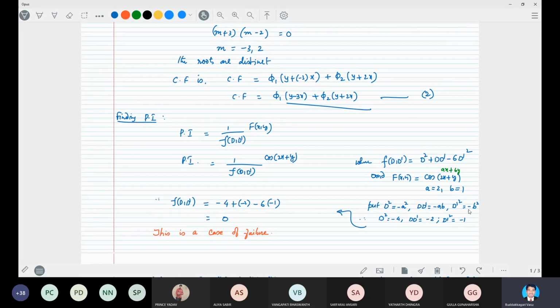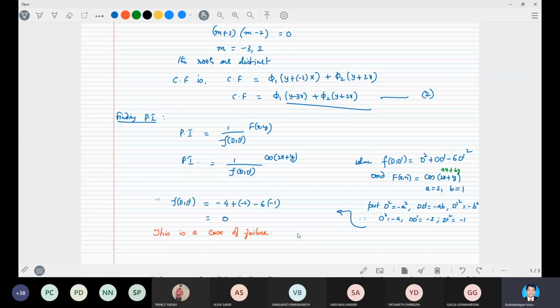Don't confuse with the signs. It is minus a square, not minus a whole square, and minus b square, not minus b whole square. So now f(D, D'), by putting these values, gives −4 − 2 + 6. It is clearly 0. It is a case of failure.